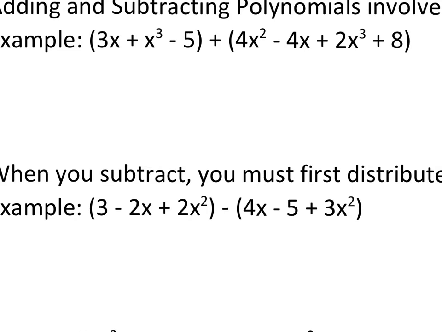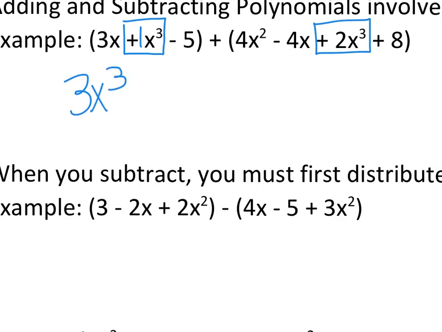So I see that x cubed is the biggest one. So I'm going to find all my x cubes, and I'm going to combine those. So I have 1x cubed here, and I have 2x cubed here. So that gives me a total of 3x cubes.